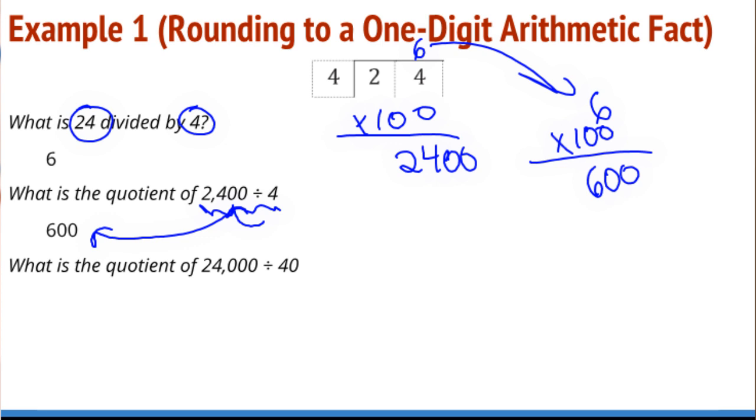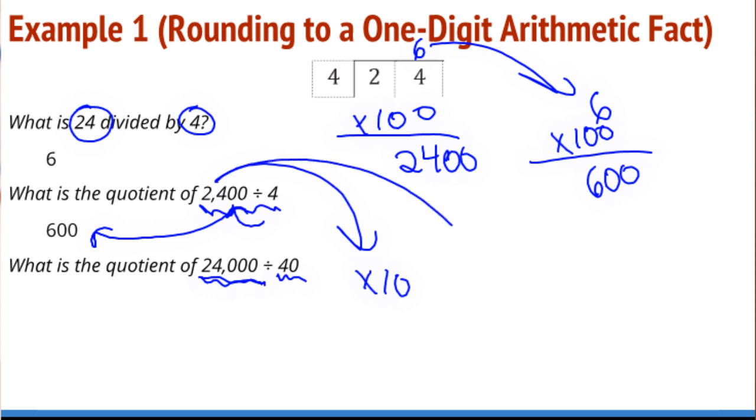This next step, we're going to do one other thing here. We're going to take the 2,400 and multiply it times 10. We're going to take the 4 and multiply it times 10. So the 2,400 will multiply by 10, and we'll get the 24,000. And the 4 will multiply times 10, and we will get the 40.